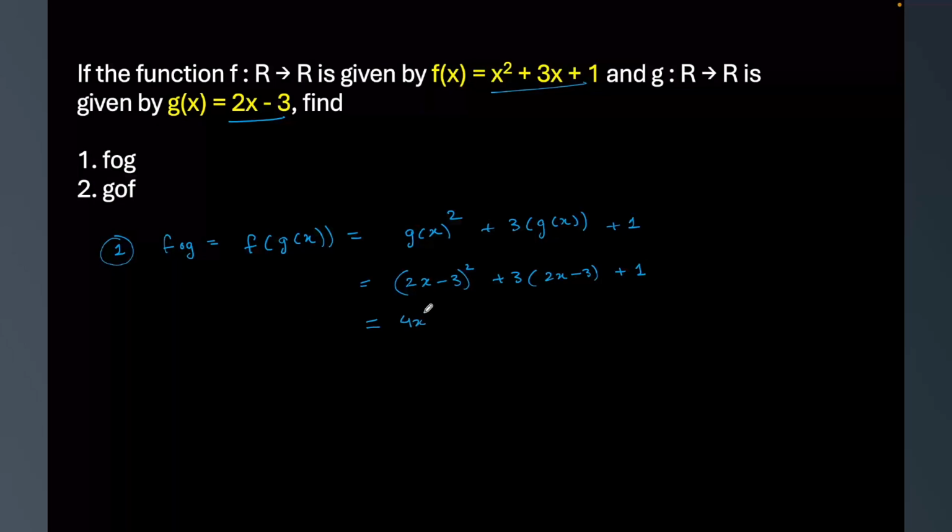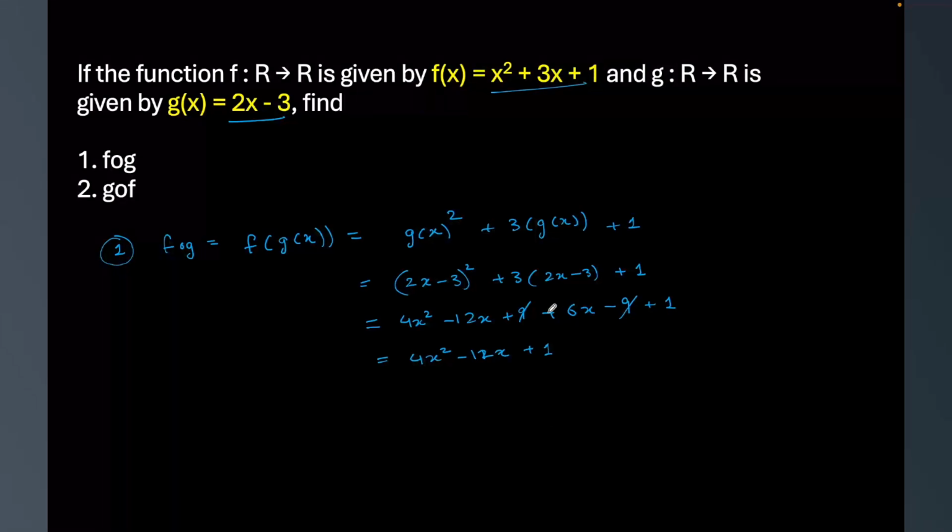We'll have 4x squared. 3 times 2 is 6, 6 times 2 is 12. So minus 12x plus 9 plus 6x minus 9 plus 1. So the plus 9 and the negative 9 cancel out. We're left with 4x squared minus 12x plus 1, right?